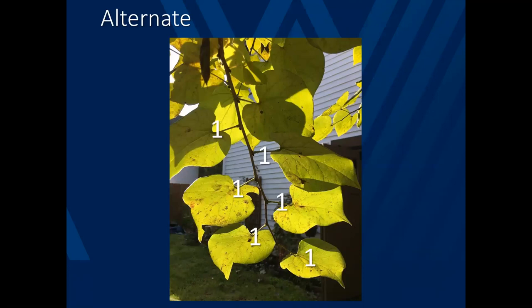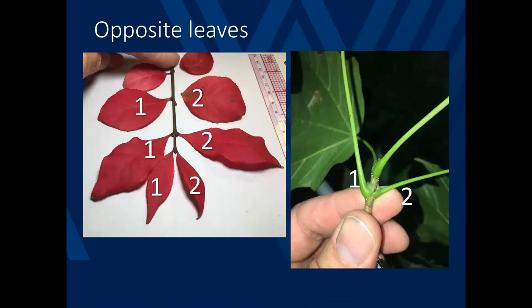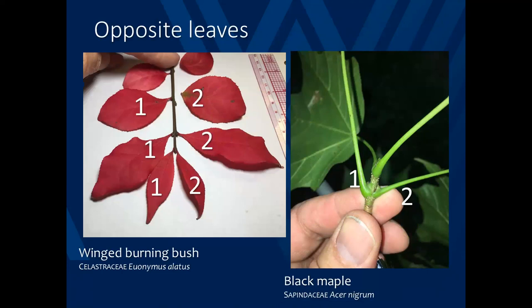So opposite leaves, here is an example, a couple examples where I have the one leaf on one side, the second leaf on the other side. So this is opposite leaf arrangement. And these are, one of them is the winged burning bush, real pretty in the fall. And then the others are black maple that we have outside of town. So where you have opposite leaf arrangement.